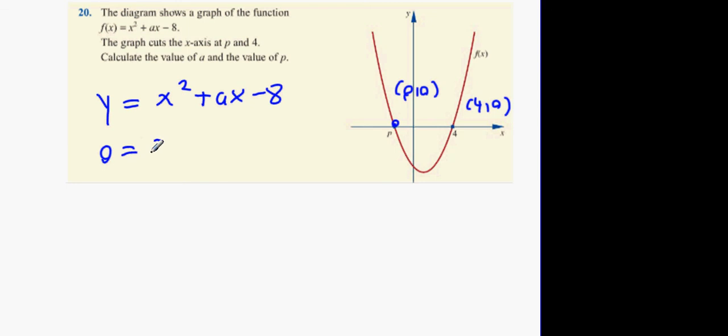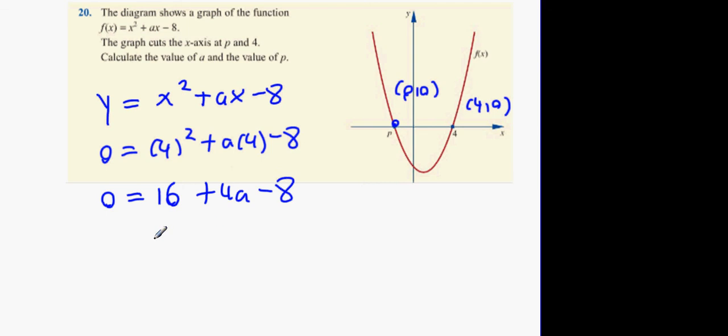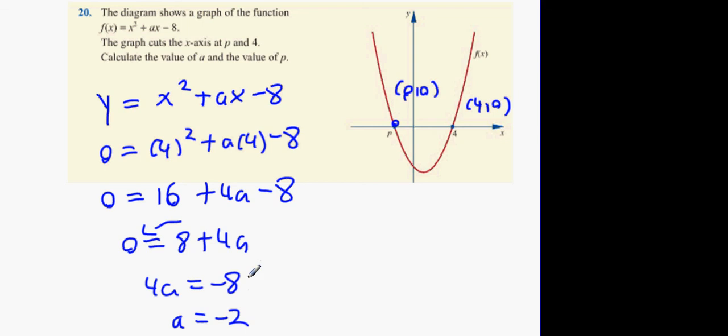0 therefore equals 4 squared plus a times 4 minus 8. Therefore 0 equals 16 plus 4a minus 8. 0 equals 8 plus 4a. Bring the 8 over to your side. 4a equals minus 8. a equals minus 2. We now know that a equals minus 2. What we can next do is rewrite our equation as x squared minus 2x minus 8.